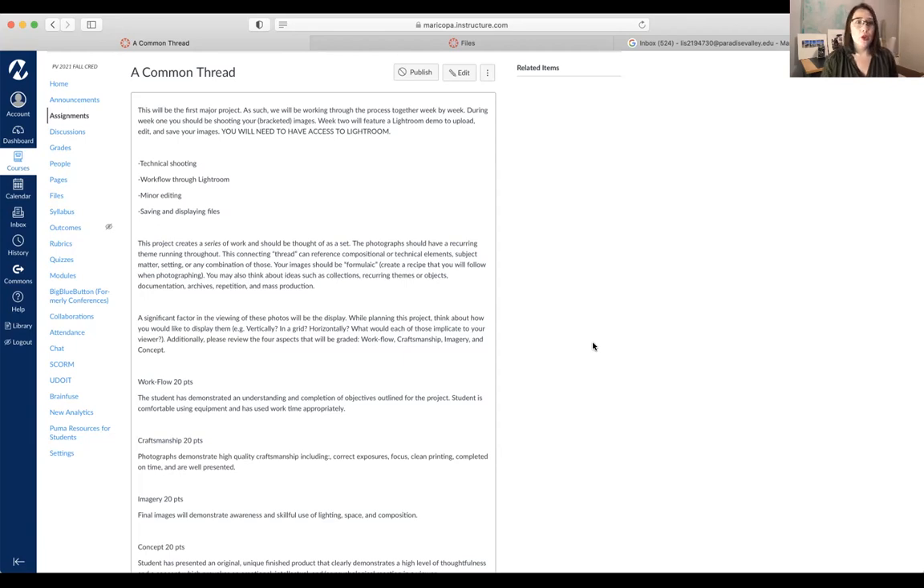So, what are we going to be talking about? What are our objectives for this project? Technical shooting. Everything that we talked about up to this point, the camera settings, all of the equivalent exposure, the bracketing will come into practice now. We will learn a workflow through Lightroom. There's a very specific way to professionally work through all of your photographic content.